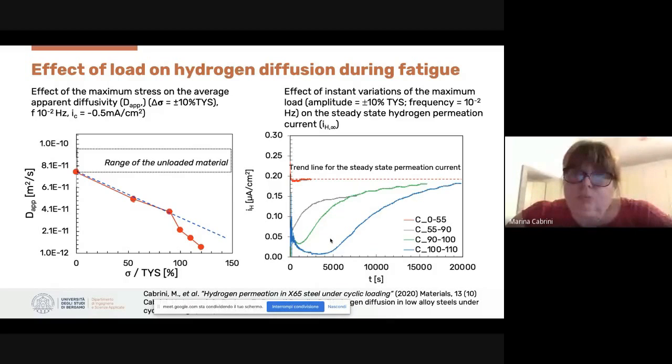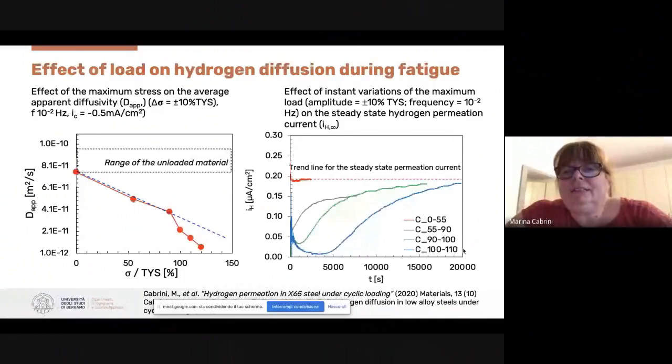This eliminated the contribution of the anodic passive current, and there is the effect of changing the amplitude of the maximum tensile strength. You can see the red curve, from no load to 55% of the tensile strength, and then increasing it to 55, to 90, to 100, to 110.